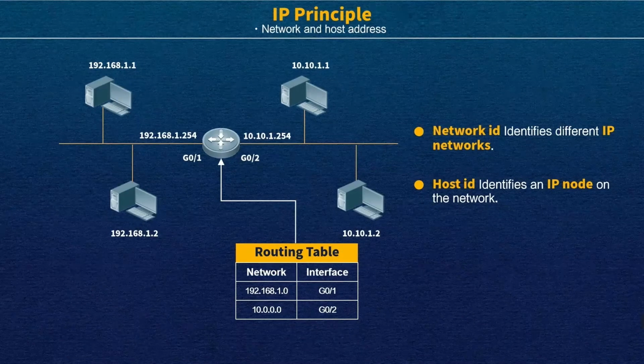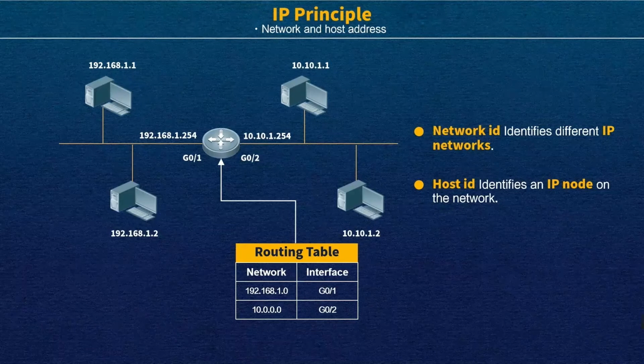192.168.1.0 and the interface is Zigbee 01, and another segment is 10.0.0.0 and the interface is Zigbee 02. So this is a function of the network and host ID. And another question is how to define which part is network, which part is host ID. So who gives the definition? And what about the router?